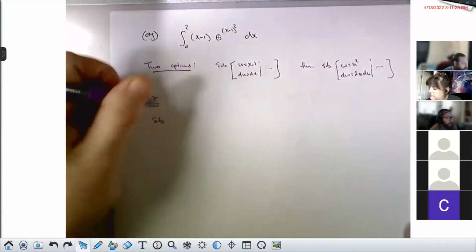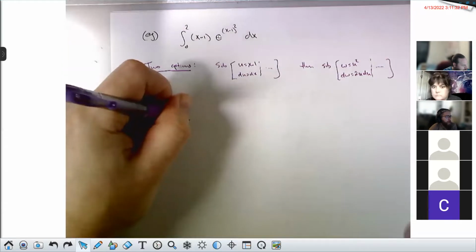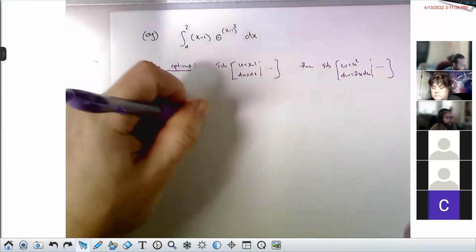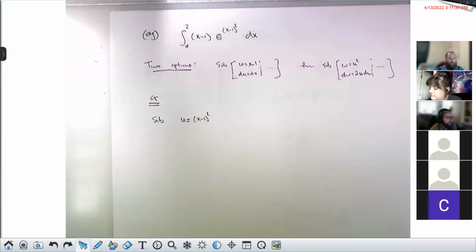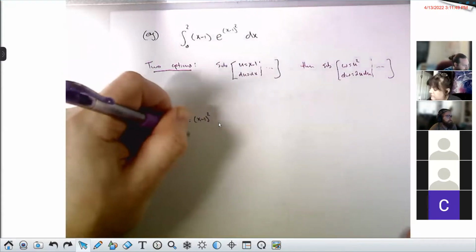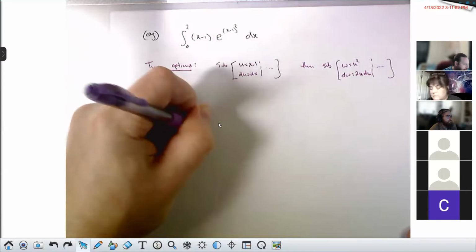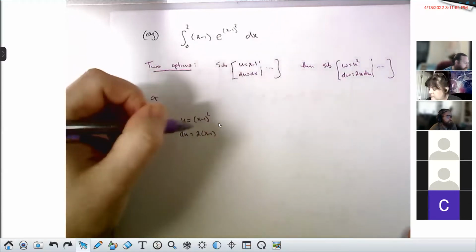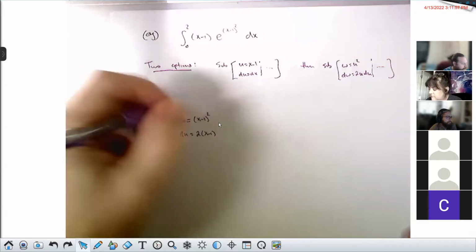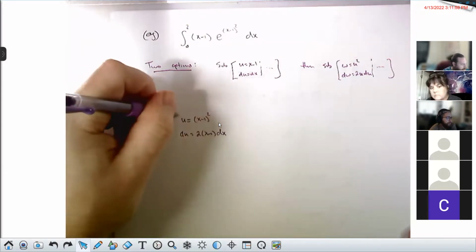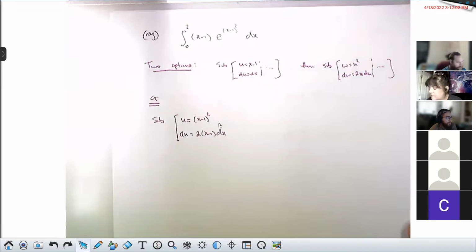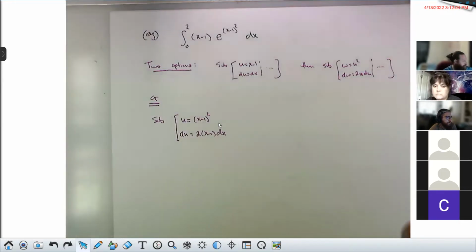We can get it done in a single shot by subbing u equals quantity x minus 1 squared. Sub for the inner here. Because the differential is going to be 2 times x minus 1 dx by the chain rule. Right? The derivative of x minus 1 all squared is 2 times x minus 1 to the 1. So that differential is 2 times quantity x minus 1 dx.